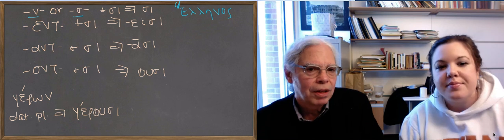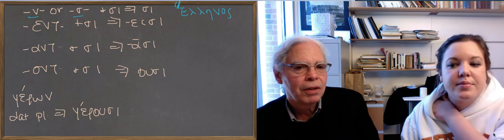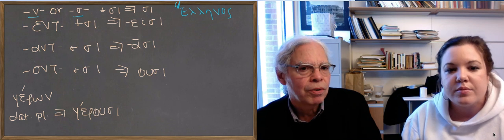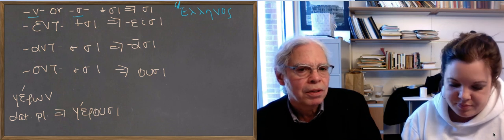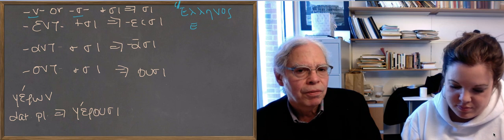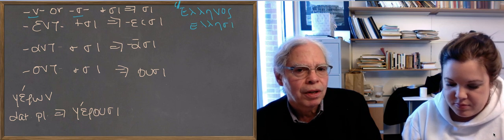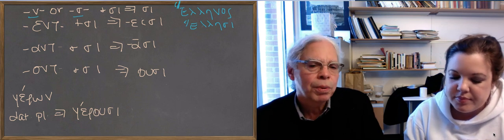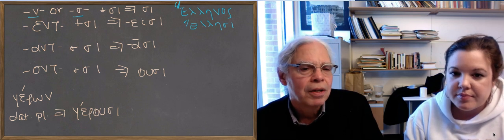So that's the genitive of it. In the dative, Hellen plus si gives you Hellesi. The nu disappears and you get Hellesi. So that's a form that we're going to learn in this lesson. It means Hellenes, which is what Greeks called themselves in the classical period, or Panhellenes.